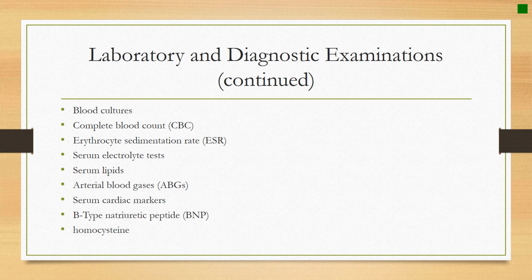C-reactive protein. It's produced by the liver during periods of acute inflammation. C-reactive protein, or CRP, presence indicates a cardiac event is emerging.